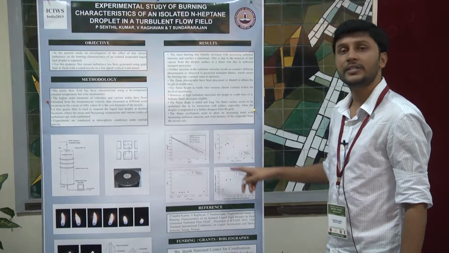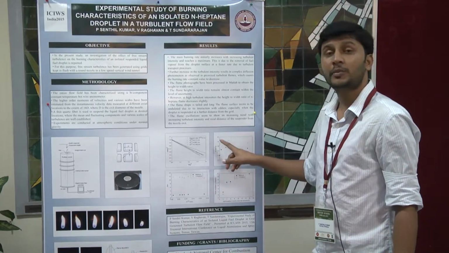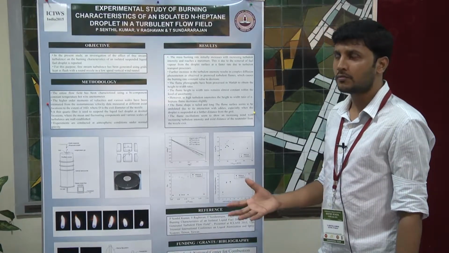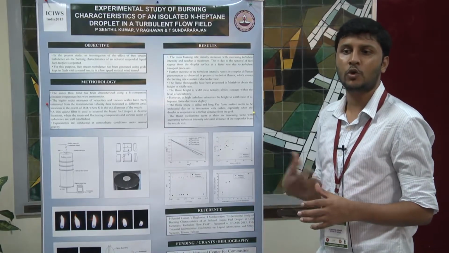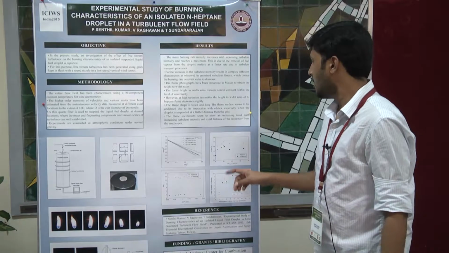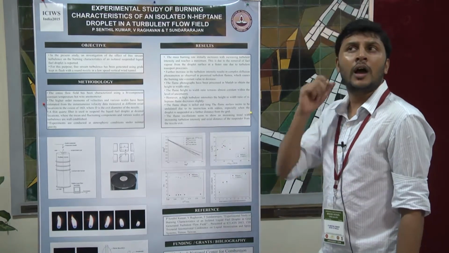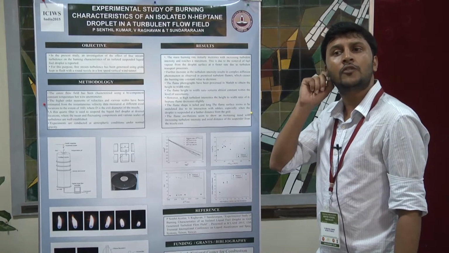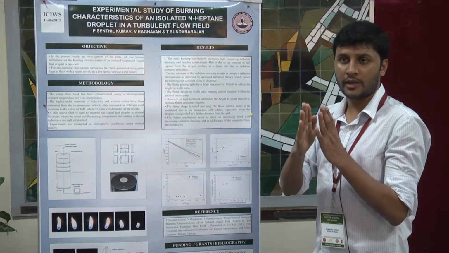The reason the mass burning rate increases with turbulent intensity is because of the transport phenomena. The turbulence enhances mixing, so the mass burning rate increases. But the decrement is because, beyond some values of fluctuations, the flame, the reaction zone, there are reaction zones.